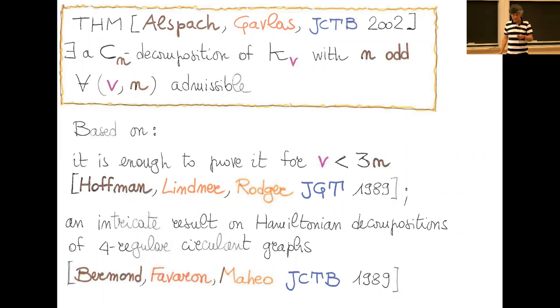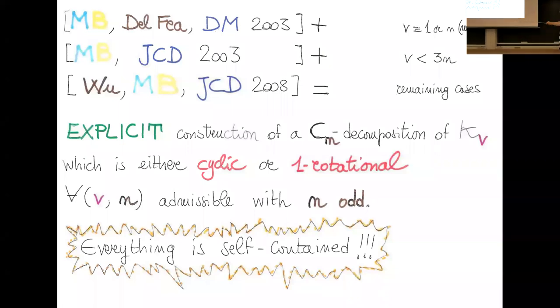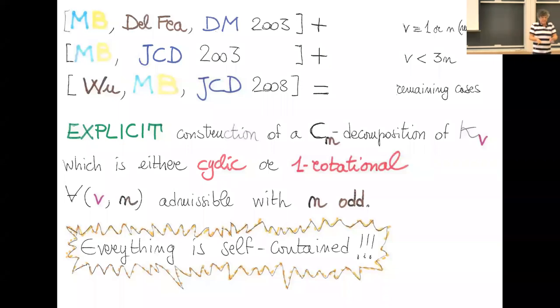It is clear, no? It is not very explicit. So I'm proud that these three papers of mine, which are independent and not related to each other, together give an explicit construction of a C_n decomposition of K_V with n odd, with the additional property that the construction is either cyclic in some cases or one-rotational. So the construction is also nice. It is not good that I say that my construction is nice. I mean, in the mathematical sense, no? If we have a rich automorphism group, we should be happy.